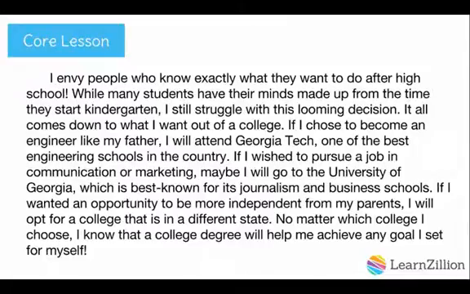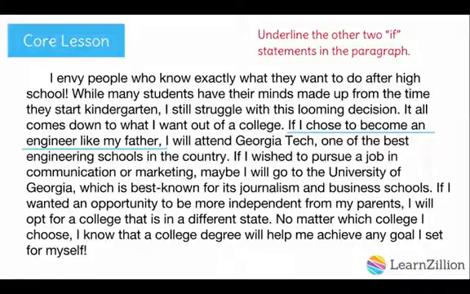Did you notice any if statements in this paragraph? Remember, an if statement gives a condition, and another event in the sentence might happen only if that condition is met. I notice one here, if I chose to become an engineer like my father. Go back through the paragraph and underline the 2 other if statements. Pause the video while you work and press play to continue.